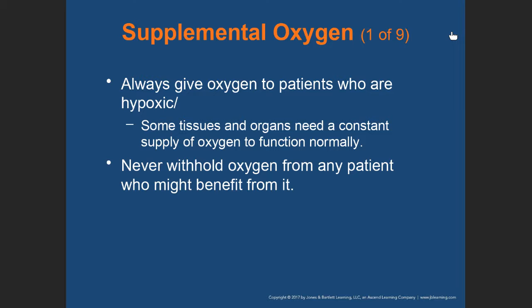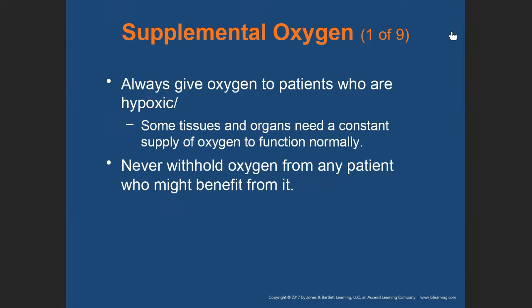Now, the first thing you need to understand is that oxygen is a medication. So there is an indication for its administration. Any patient that is showing signs of hypoxia or respiratory distress, we will administer high or low flow oxygen, or if they're having failure or arrest, we would administer positive pressure with high flow. So there must be an indication. You have to assess the patient and determine that it's indicated, and then give the patient the medication.